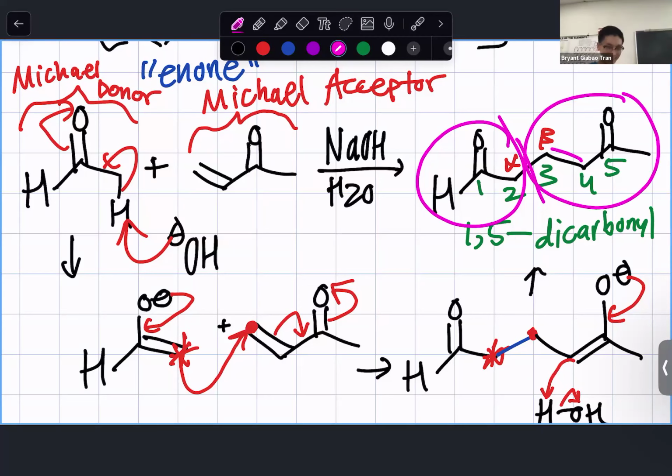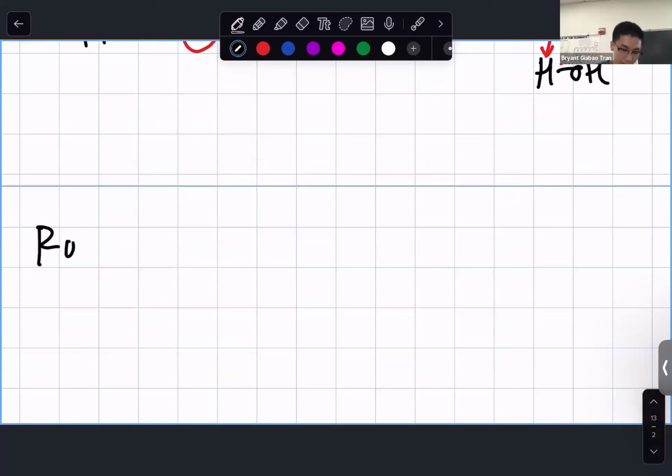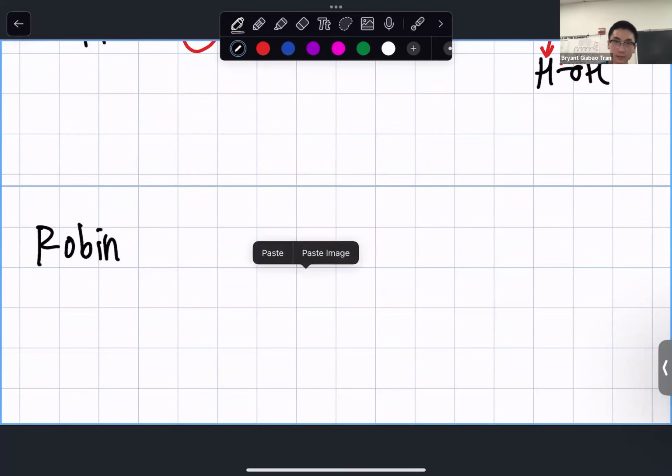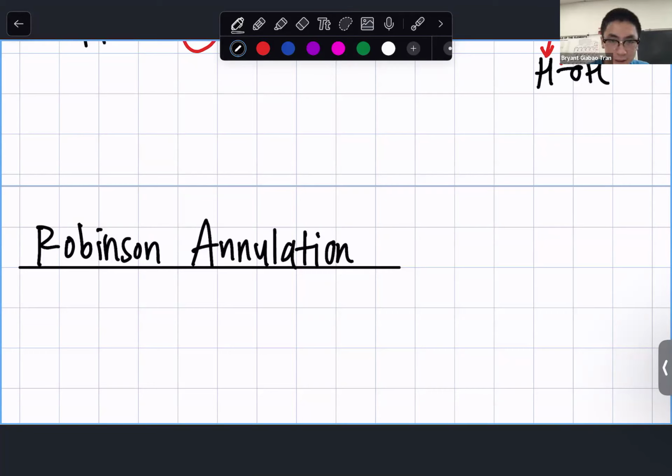Robinson annulation. This will combine Michael addition and intramolecular aldol condensation. Okay, let's see. And then we'll leave the rest of chapter 18 for tomorrow. After we do the Robinson annulation, we're just going to do practice problems on aldol, Michael, and Robinson and summarize, like make a table on the differences between them.